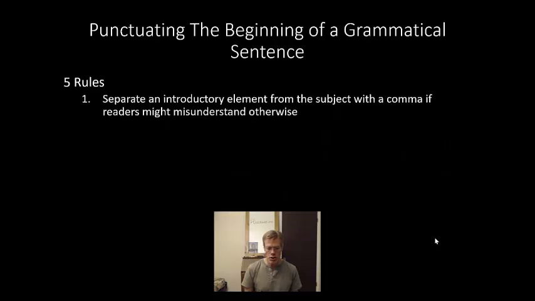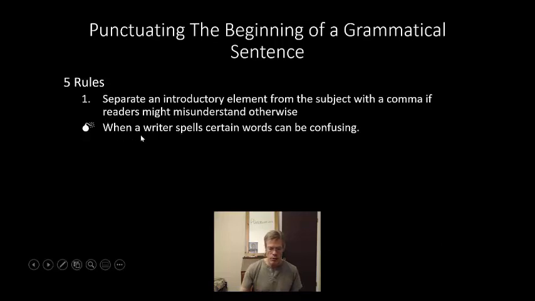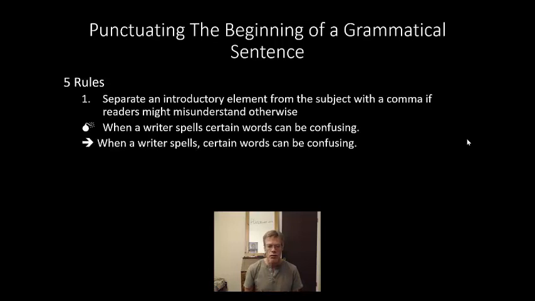Number 1, separate an introductory element from the subject with a comma if readers might misunderstand otherwise. So this is a bomb. This is not how you should do it. When a writer spells certain words can be confusing. Notice when you read this, it's very easy to read it wrong. You could read it as "when a writer spells certain words," and then you come to this auxiliary and verb and you realize, oh wait, that's wrong. You have to begin over again. That's called a garden path sentence, one that you begin down one path and realize it's the wrong way and have to go over and start again.